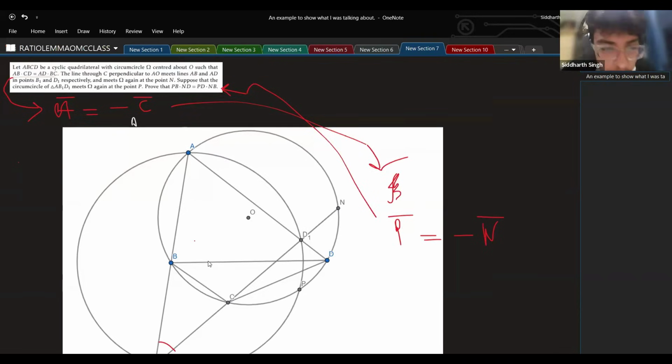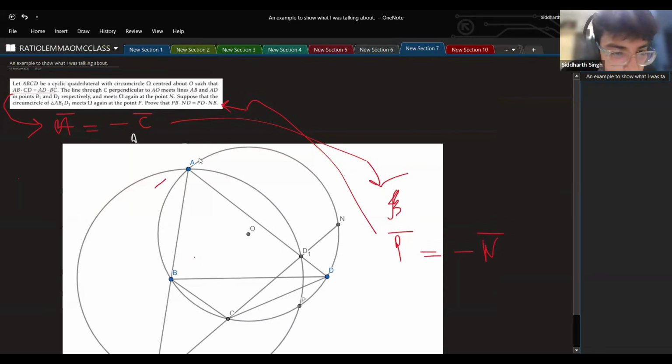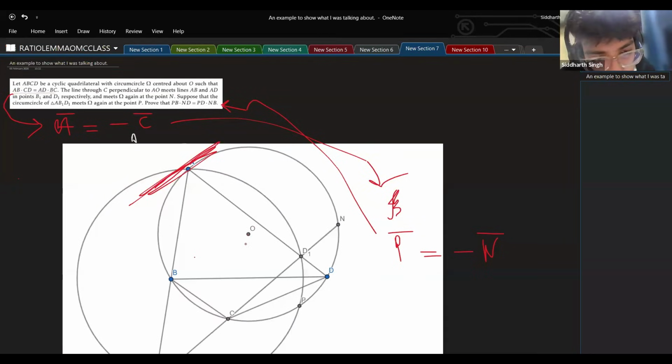Anyways, what is the tangent through A? Consider the tangent through A. What properties do we have about the tangent? The most basic one is that OA is perpendicular to the tangent, right? The radius is normal to the tangent at the point where the radius meets the circumcircle, right?